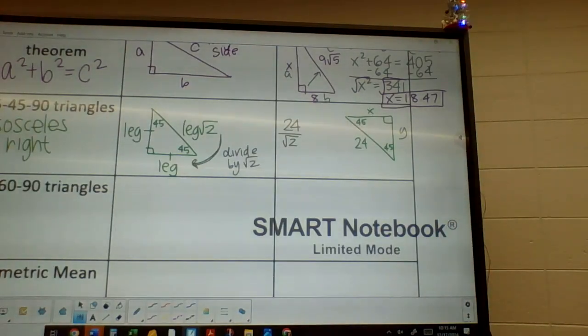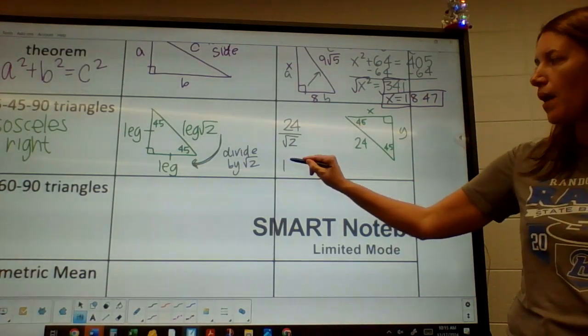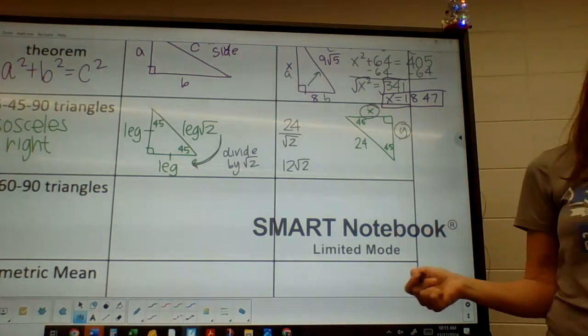Now, some of your calculators do a great job of this, and then others of your calculators do not, so we have to talk about what to do here. So if your calculator simplifies this, you should get 12 square roots of 2 for both x and y. So that's going to be our x and y.